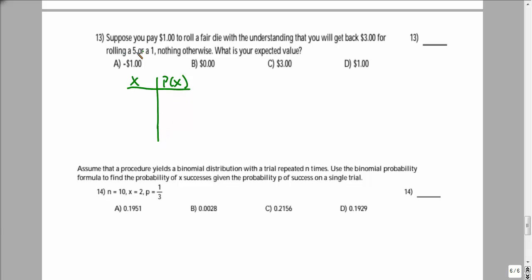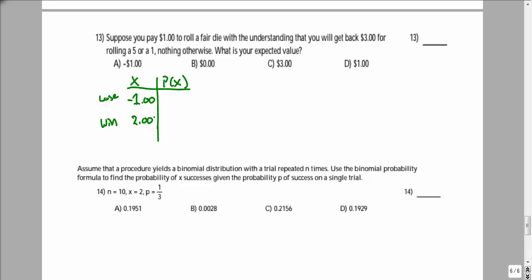Okay, so you pay $1 to roll a fair die, and if you win, you get $3 back. But if you lose, you just lose that $1. So there's a chance that I'm going to lose $1. Now this would be if I lose, and then over here I have if I win. Well, if I win, I get $3, but I spent $1 getting it, so I only overall net $2.